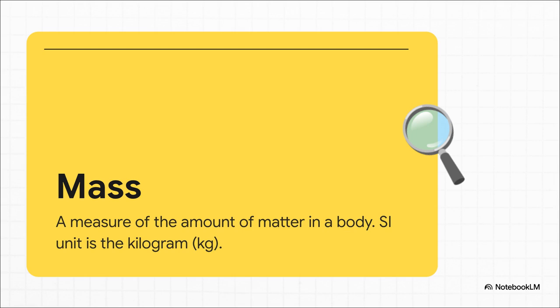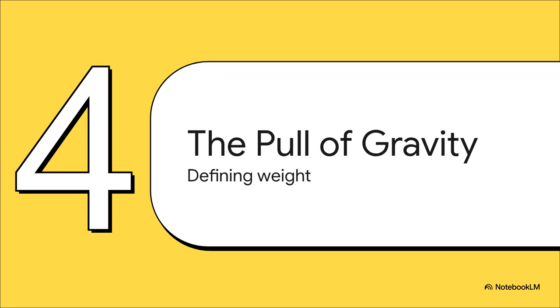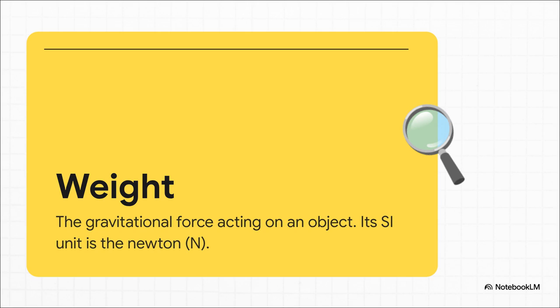There's no direction involved. So if mass is the stuff, then what's that number the bathroom scale is actually telling you? Well, that brings us to the pull of gravity and the real definition of weight. Right, so weight, unlike mass, is a force. It's the specific gravitational force that's pulling on an object. And because it's a force, its unit is the newton, not the kilogram.